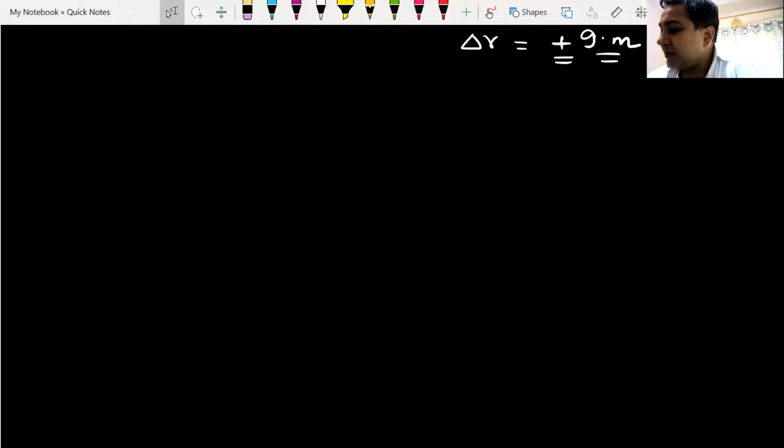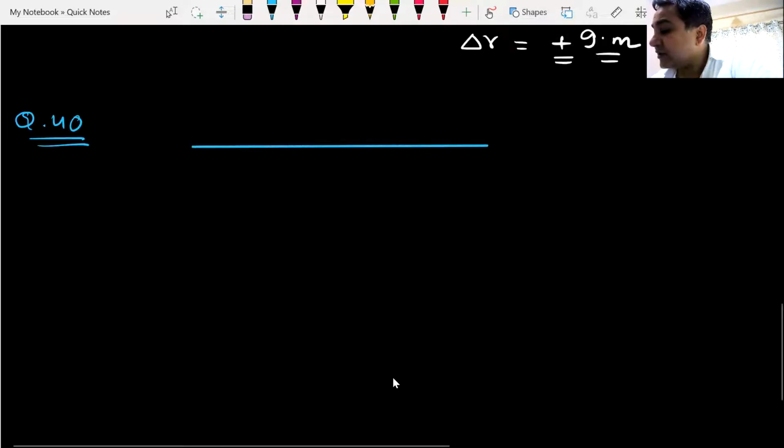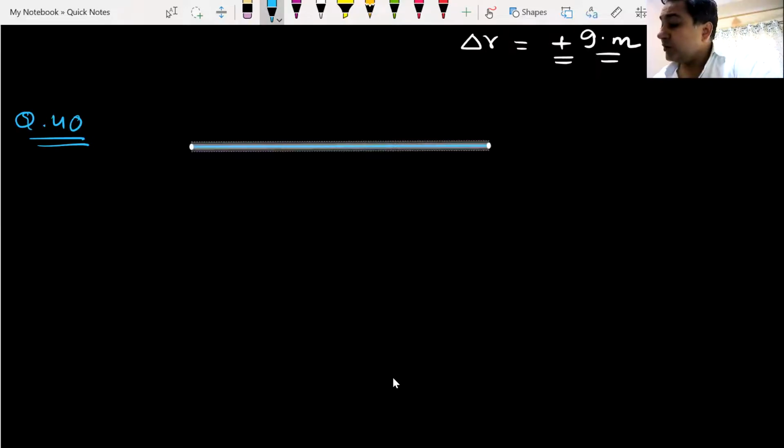So you draw a simple diagram. This is question number 40, I think. Two bodies. Let me draw a straight line. This is my straight line. Two bodies start from here. Let me call the first body as A.